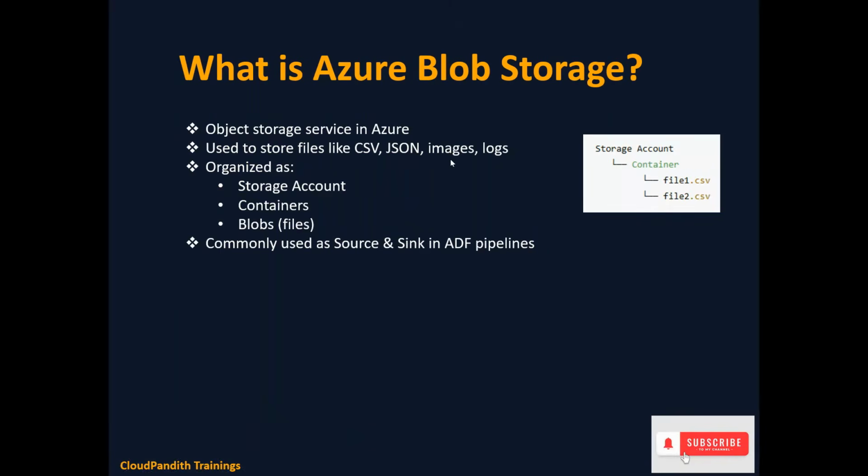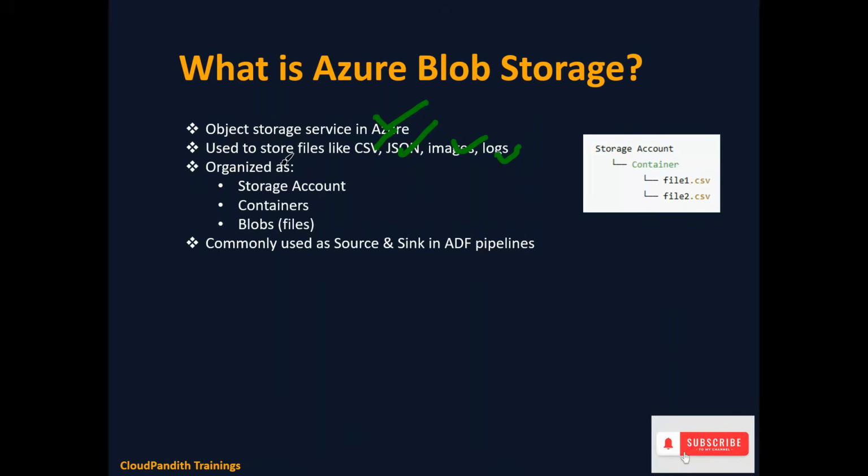Firstly, let's understand what is Azure Blob Storage. Azure Blob Storage is an object storage service provided by Azure. It is mainly used to store unstructured data in the form of files. Examples of files stored in blob storage include CSV, JSON, images, logs, and so on. It is not that you cannot store structured data. Yes, you can store structured and semi-structured data, but blob storage is most commonly used for storing unstructured data.